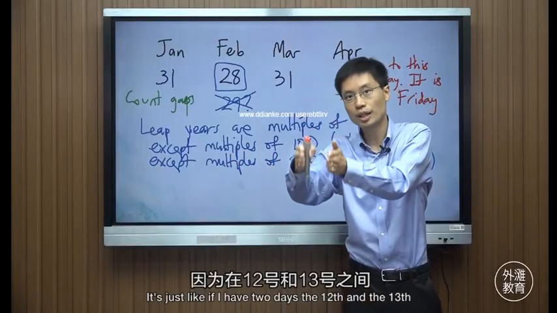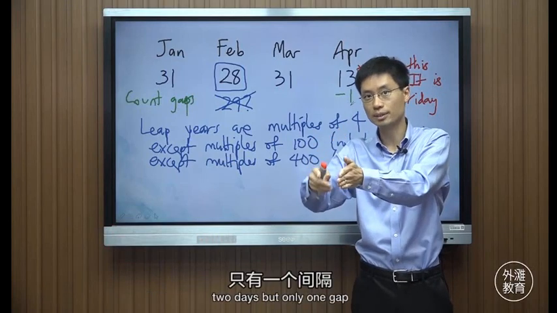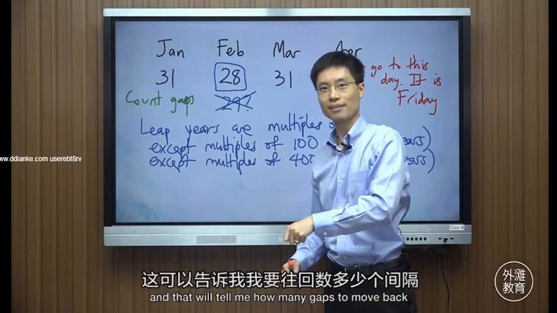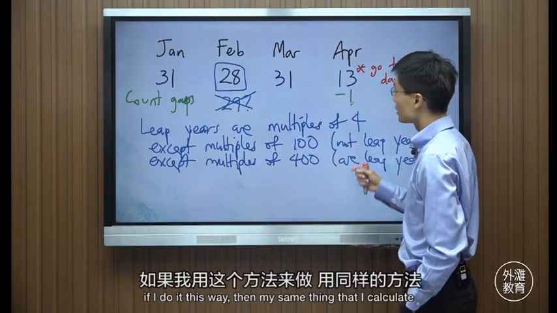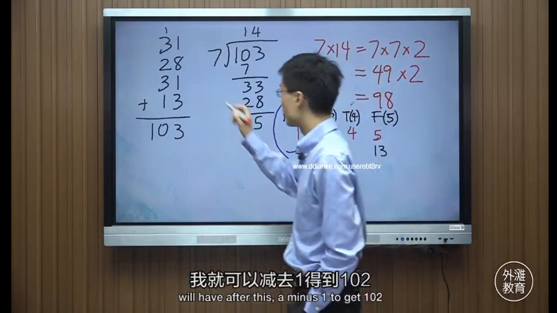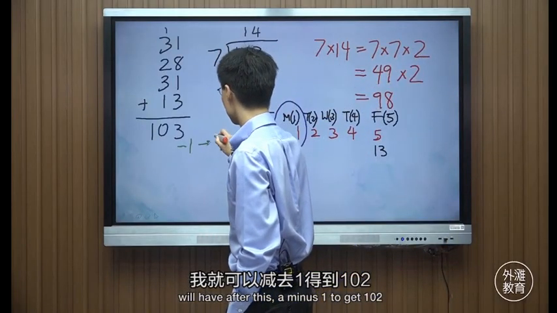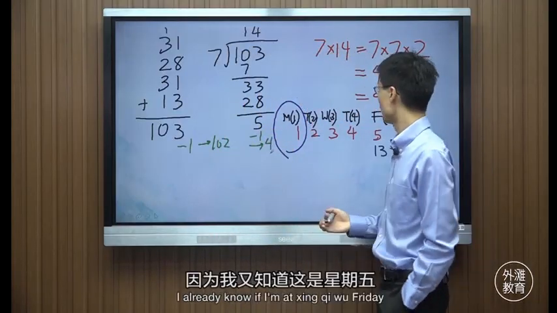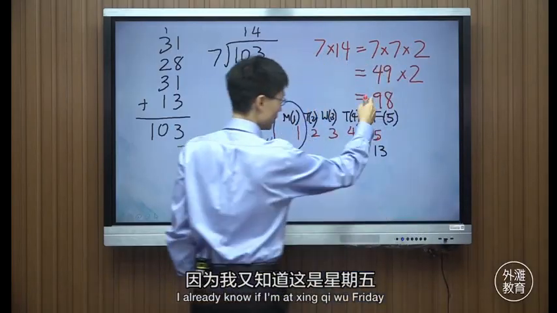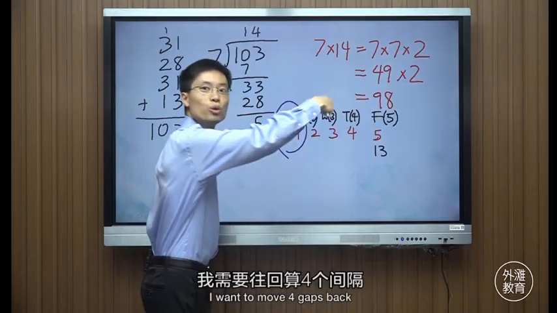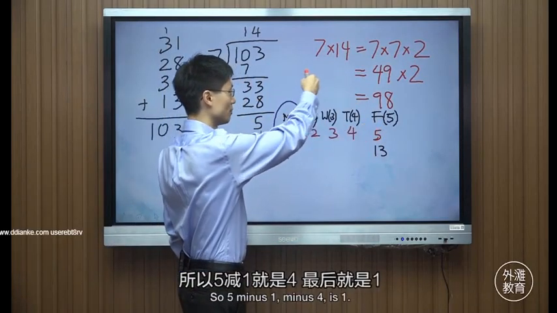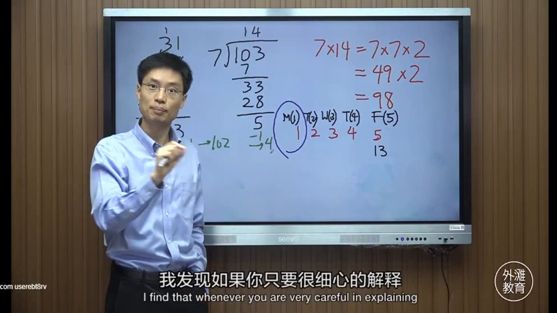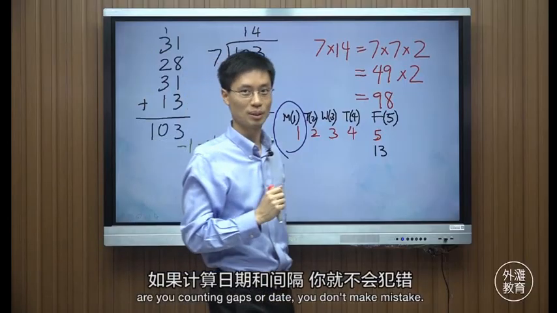It's just like if I have 2 days, the 12th and the 13th. 2 days, but only 1 gap. So I always want this, and that will tell me how many gaps to move by. If I do it this way, then my same thing that I calculate will have after this a -1 to get 102. And this will have another -1 to get a 4. And so now since I do gaps, I already know if I am at 星期五, Friday, I want to move 4 gaps back. So 5 minus 4 is 1. That's the other way of doing it. I find that whenever you're very careful in explaining, are you counting gaps or days, you don't make mistakes.